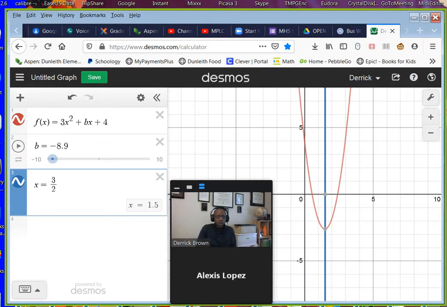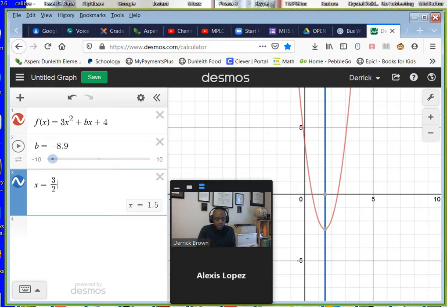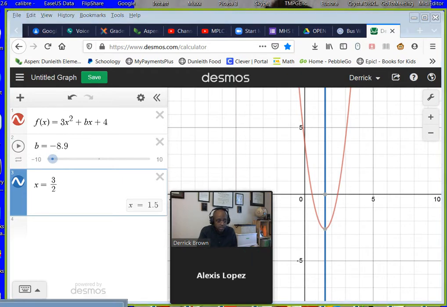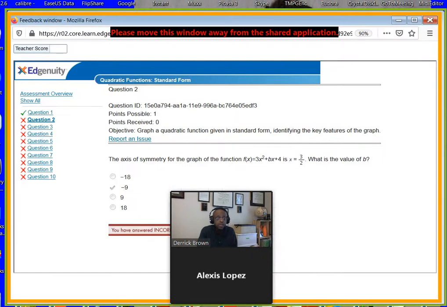Yeah, so just log in real quick now and find this quiz and let me know if you can see it. And I'll work on saving this so I can show it to somebody else. This is a quadratic function in standard form for Algebra 1B.